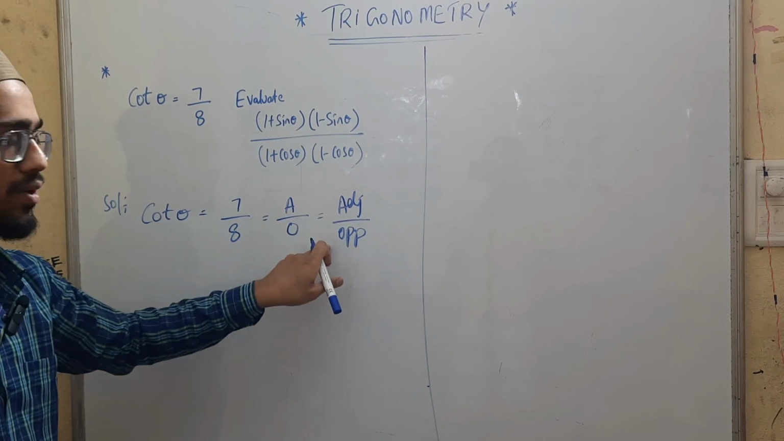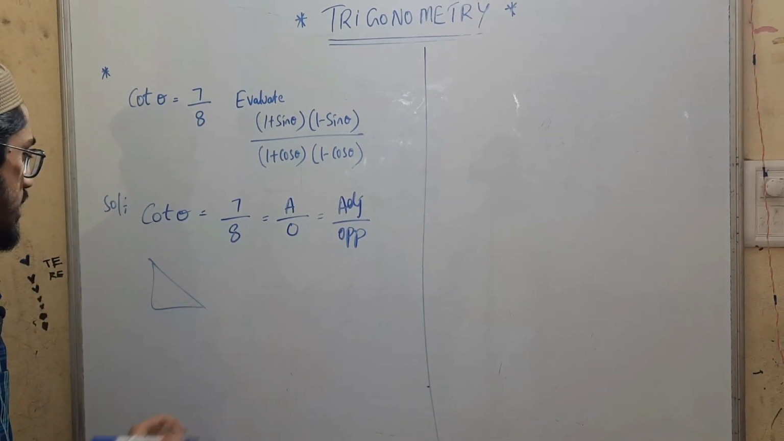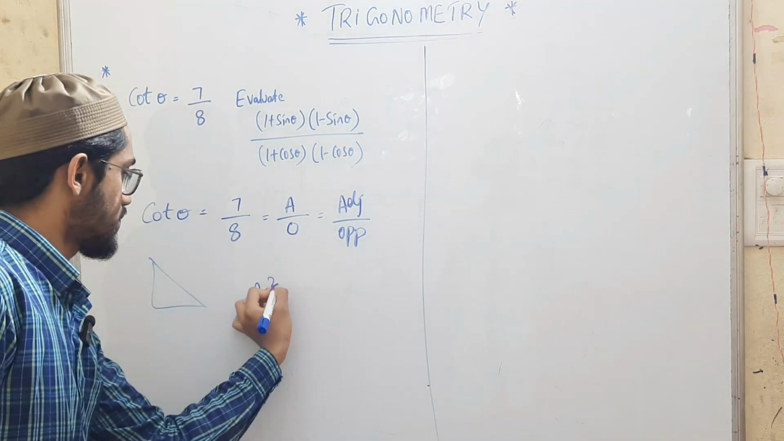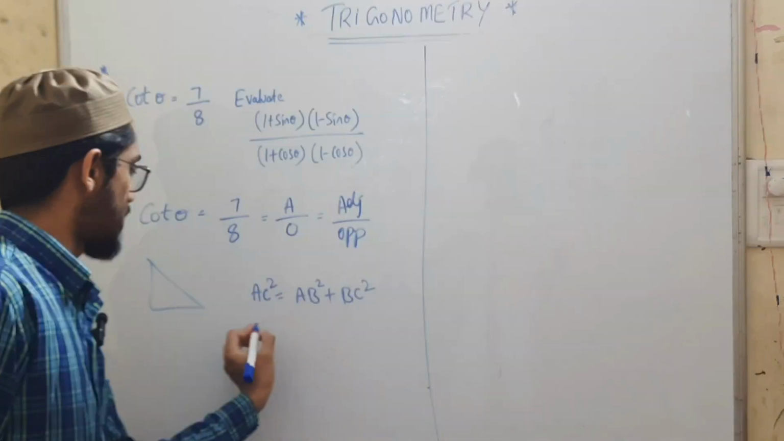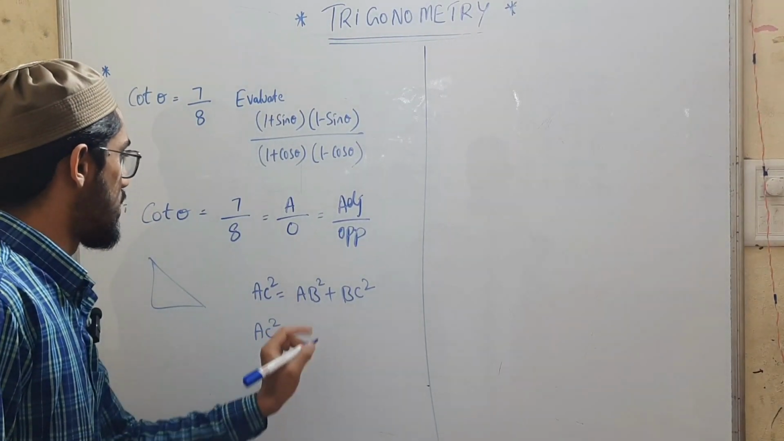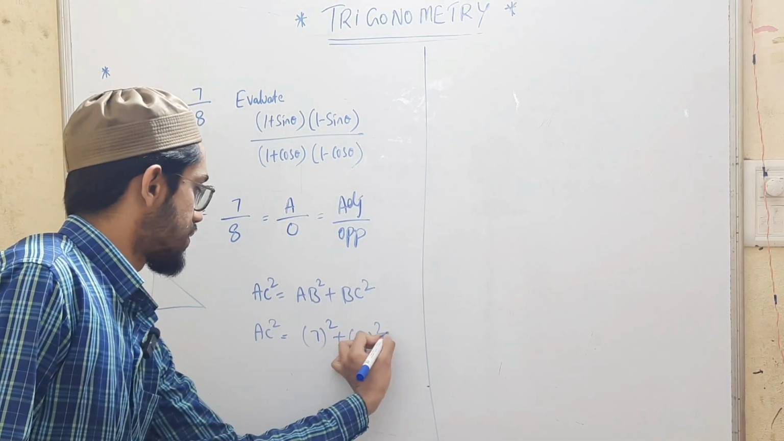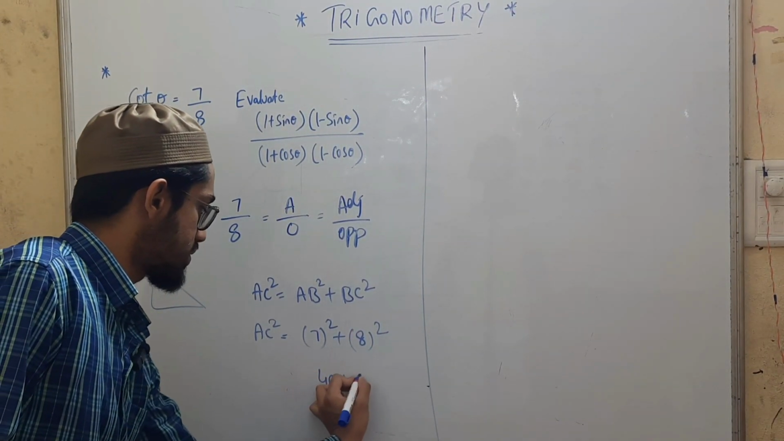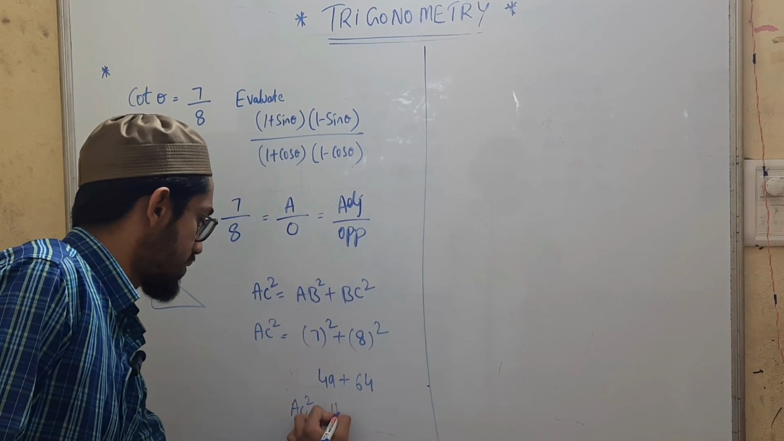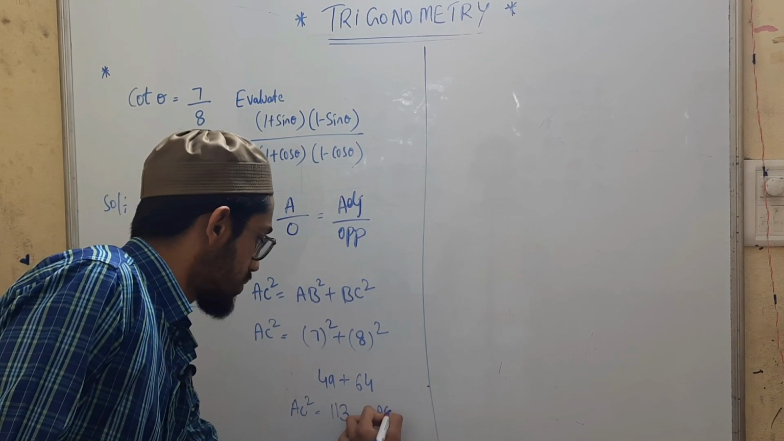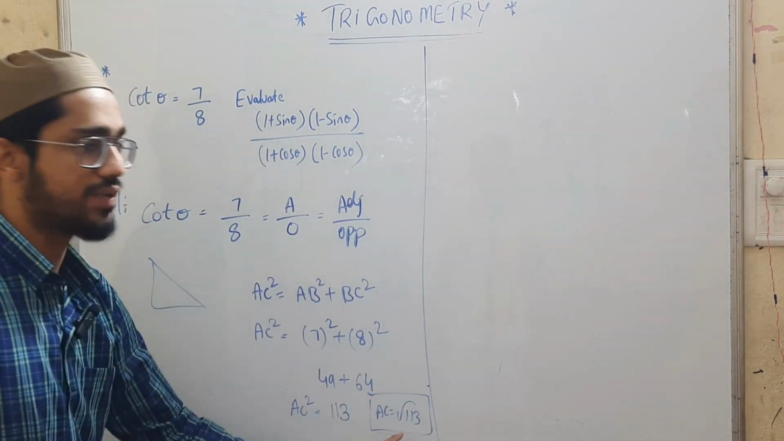When you know adjacent and opposite, you don't know one side. What is that? Hypotenuse in a right angle triangle. So use the Pythagoras formula. AC square is equal to AB square plus BC square. In the place of AB, you can write 7 square plus 8 square. That will be 49 plus 8 8s are 64. If you add them, you will get how much? 113. AC is equal to root 113. That means your hypotenuse value is root 113.